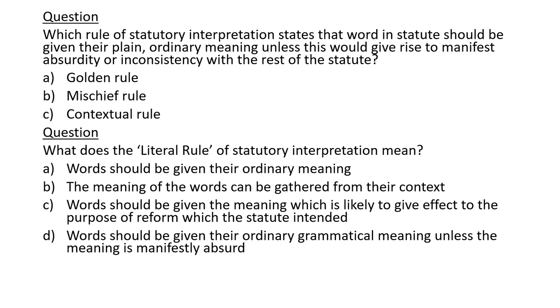But if it does not give rise to absurdity, then it will be given its ordinary dictionary meaning. So basically, if we talk about the golden rule, in the golden rule the words are given the meaning that fits the context, that is, according to the context. So option A is correct. In the golden rule, the words are given the meanings that fit the context the most.